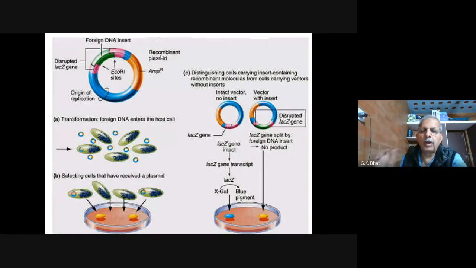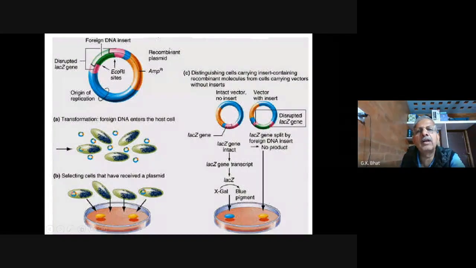I have told you, whenever we add a plasmid to a bacterium, it will have its own plasmid. Apart from this foreign plasmid, it will have its own plasmid. So you have two types of plasmid: one is its own, another one is the vector. Now you have to distinguish the vector and the own plasmid. For this, we are doing this.